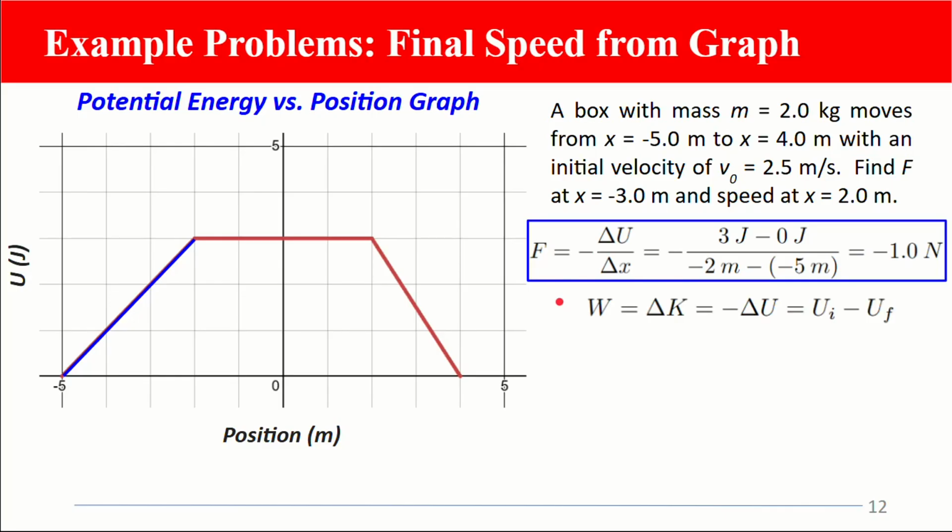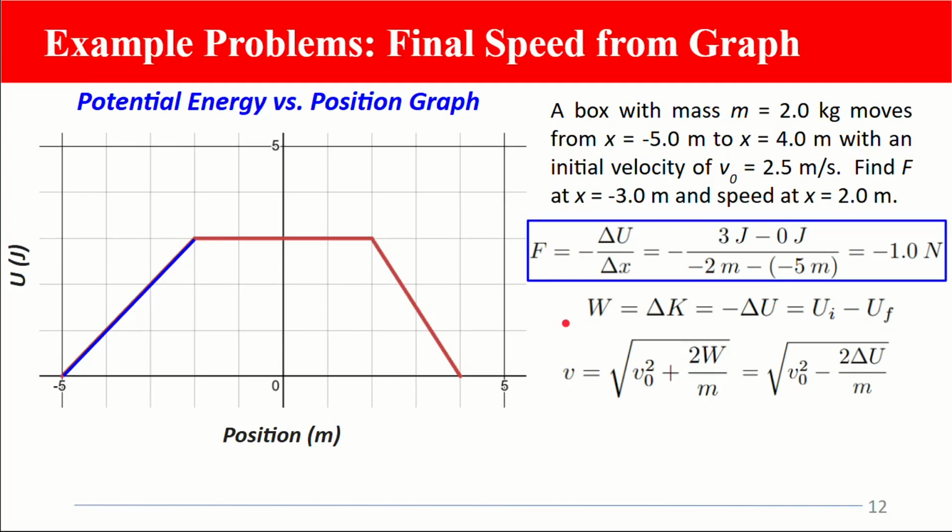But if we're taking a look at the speed, this is a little bit of a different story. And a good place to start is for us to look at the work kinetic energy theorem and how that's related to potential energy. So work is equal to change in kinetic energy is equal to minus delta U, of course, and that's also equal to the initial U minus the final U. And if we recall from last class, we got speed is going to be equal to the initial speed squared plus 2W over m.